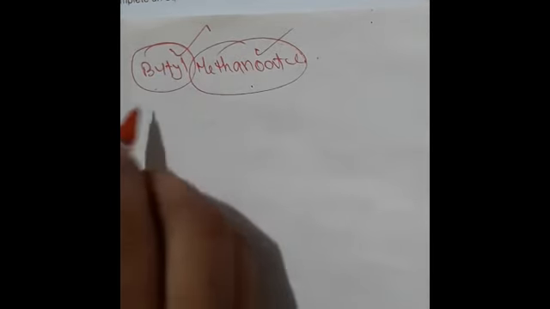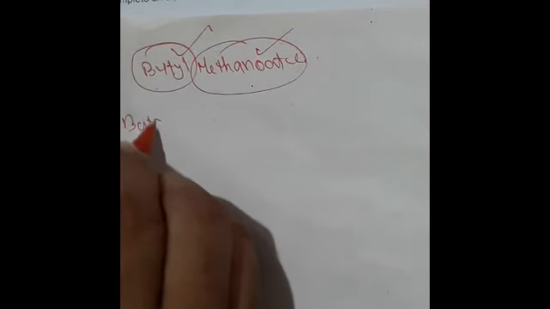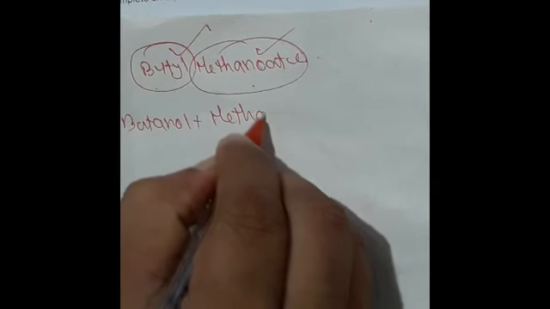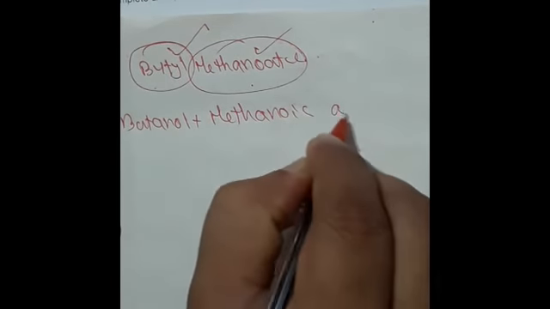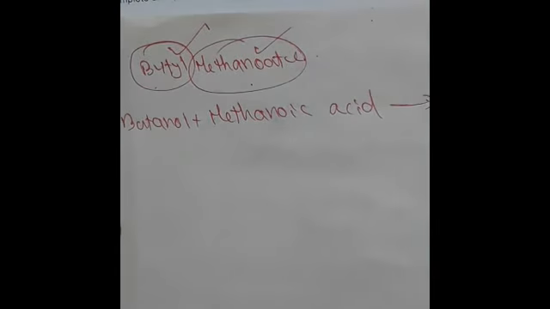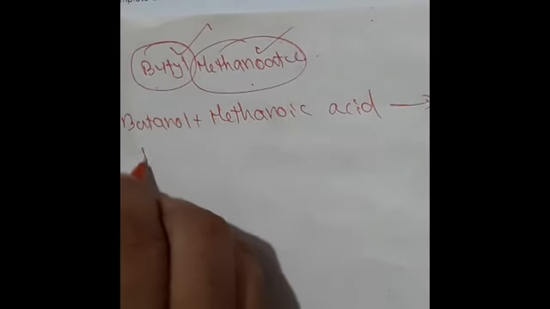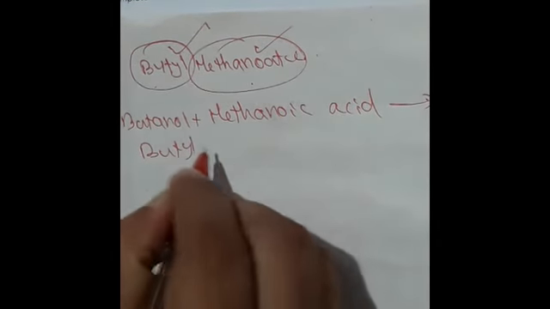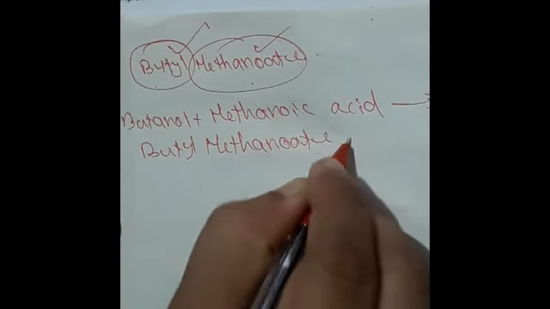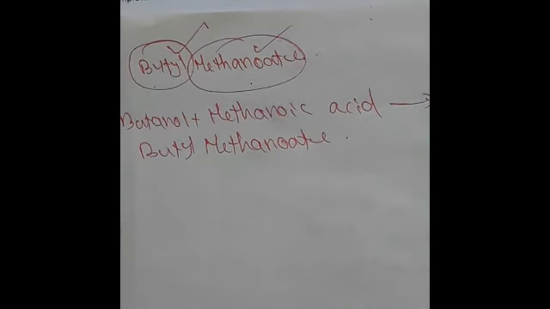You just write it like this. Butanol reacted with methanoic acid. The product will be butyl methanoate. This is the answer.